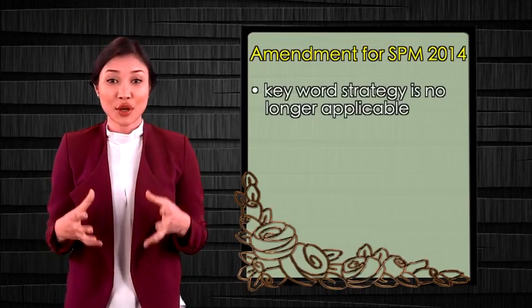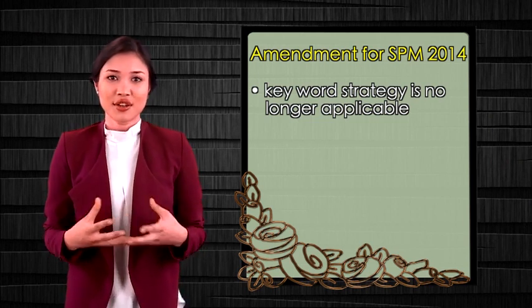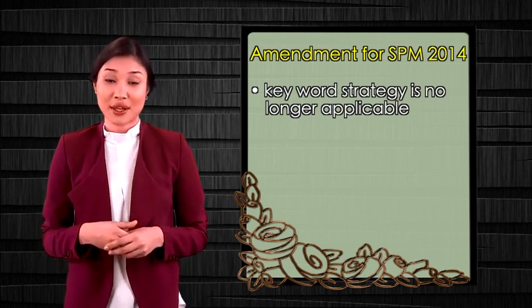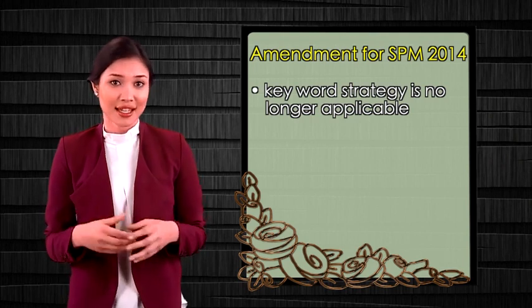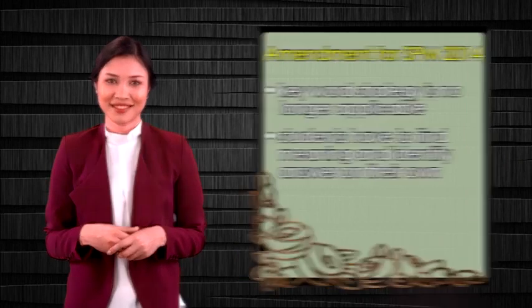However, this strategy is no longer applicable since SPM 2014. Students can no longer look for the answer by using the keyword. Instead, they have to find meaning and identify the answer on their own. Let's look at this example. This question is taken from the SPM paper 2014.